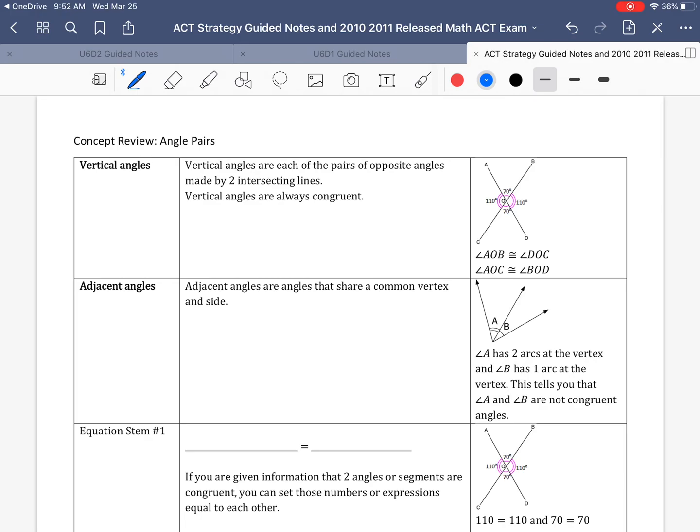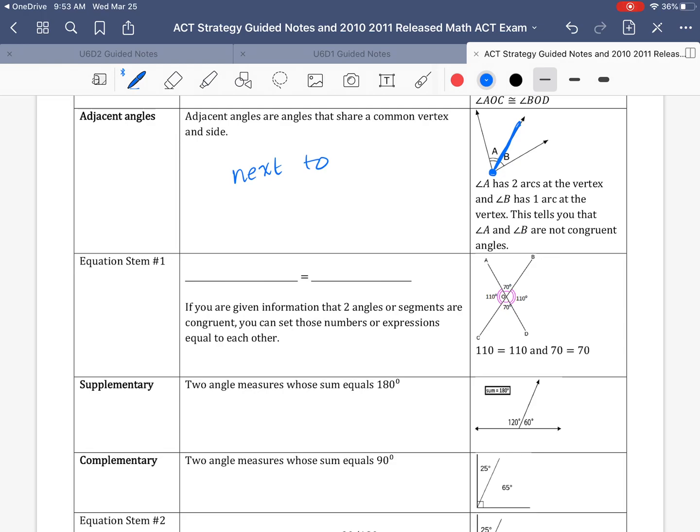All right. Before we get started, I want us to review a concept that we learned way back in first quarter, and those are our angle pairs. So again, when we hear the word vertical angles, it's when you have 2 lines that intersect and they're opposite angles. And we know that vertical angles are always congruent. All right. Adjacent angles are angles that share a common vertex. So right here, they share a common vertex and a common side, right? Adjacent angles are the ones that are next to each other.